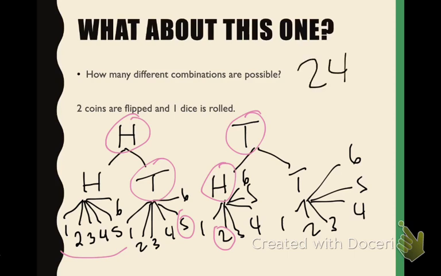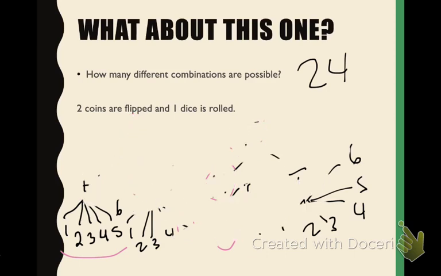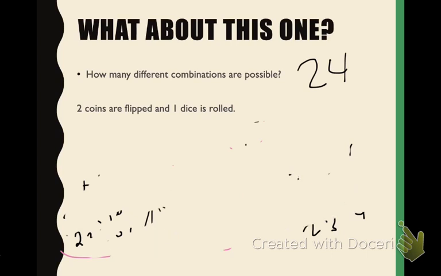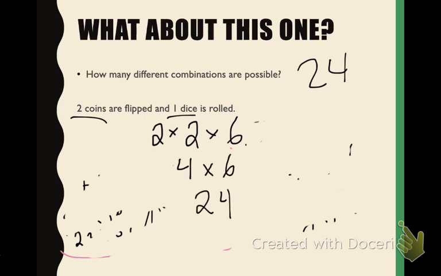Now, a tree diagram just helped me visualize what was happening, but you can also just use the multiplication counting principle. There's 2 coins flipped and 1 die roll. On each coin there are 2 options. The first coin, there's heads or tails. The second coin, there's also heads or tails. And then there's 1 die being rolled, that's 6. So 2 times 2 is 4, times 6 is 24. So that's another way to figure out how many combinations there are.